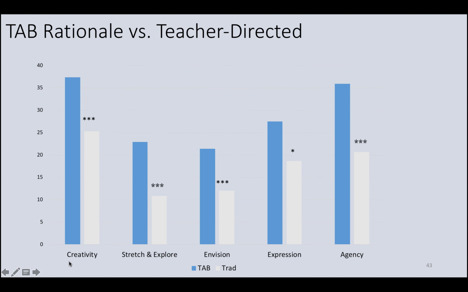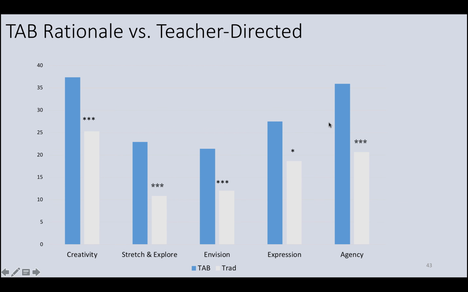And those were creativity, which was really any use of the word creativity. Stretch and explore, which was anything about experimentation or playing. Envisioning, which was about making a plan or having an idea. Expression, which was about mood or feeling or the word express. And then agency, which was I get a chance to, I can choose what I want, I can do what I want, I have the capability of doing that.